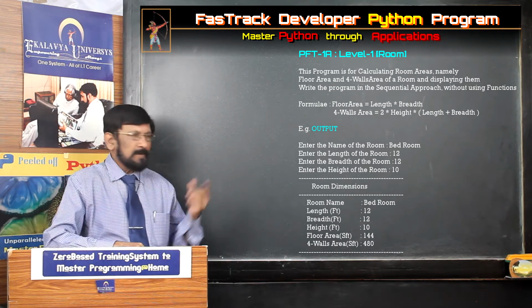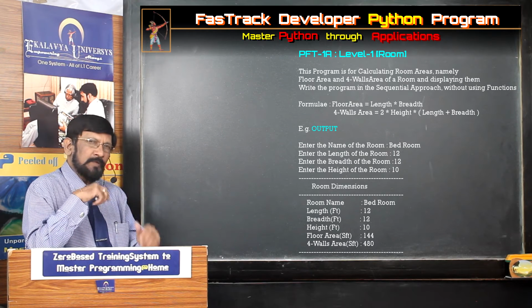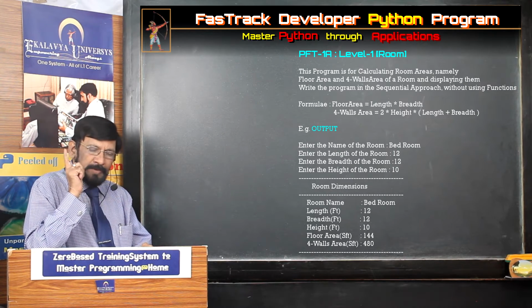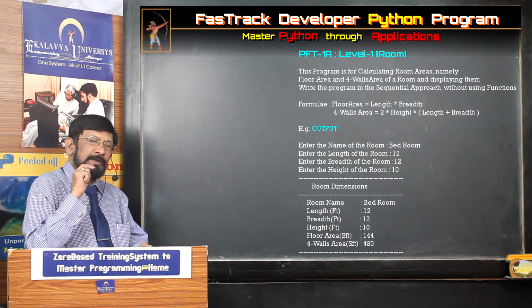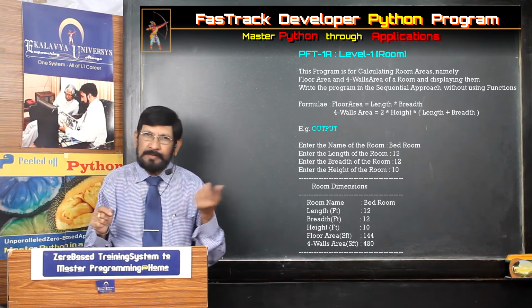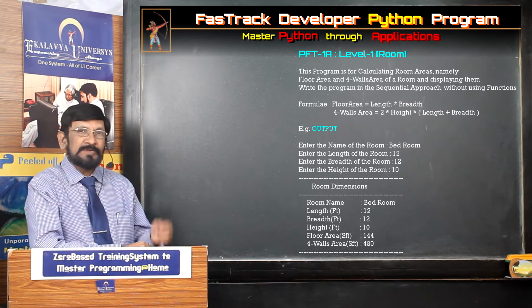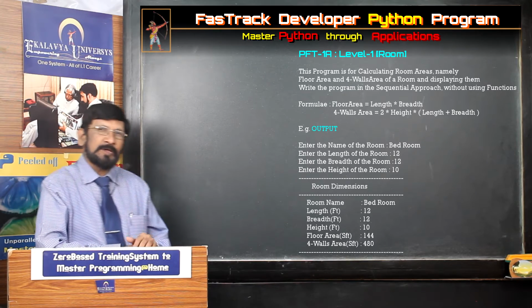Thereafter, in the output also, just focus. Actually, we are writing in a readable format. There we are giving units. That is very much important. Length, what are the units? Feet. Breadth, feet. Height, feet. Thereafter, the areas come in square feet, SFT. That abbreviation also you should know.